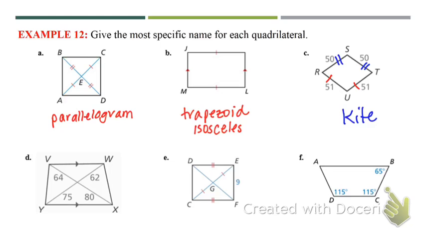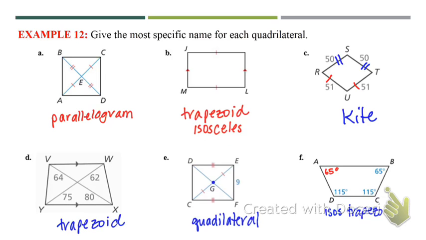The next one has to be a trapezoid, and it's not isosceles because those diagonals would be congruent if it was. And then the next one is just a quadrilateral. There are no other distinguishing features. And then in the last one, we should be able to find the missing angle, and since we do, we are able to say it's an isosceles trapezoid.